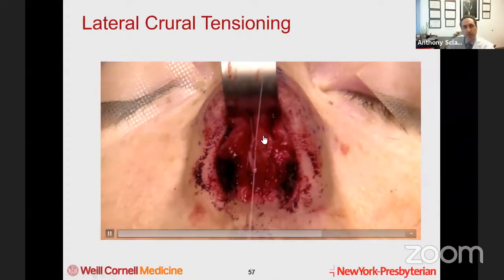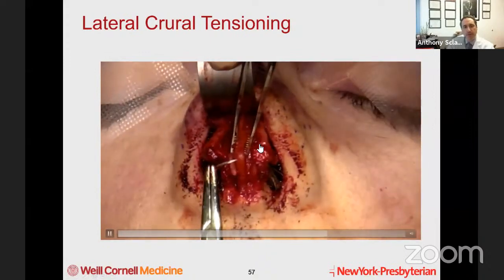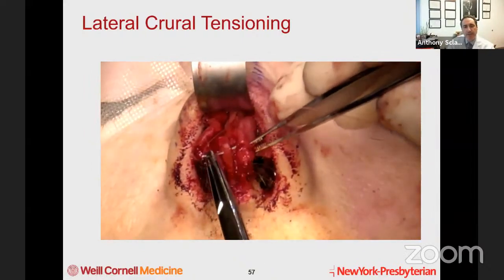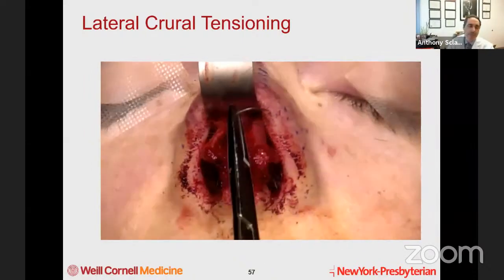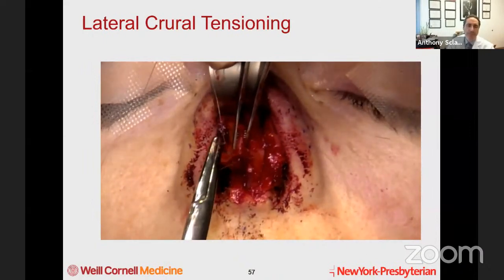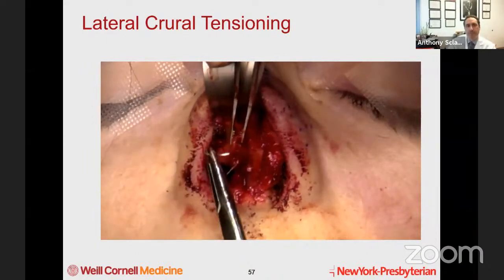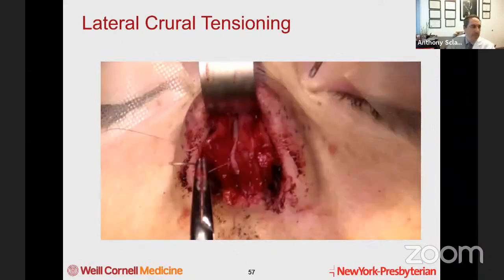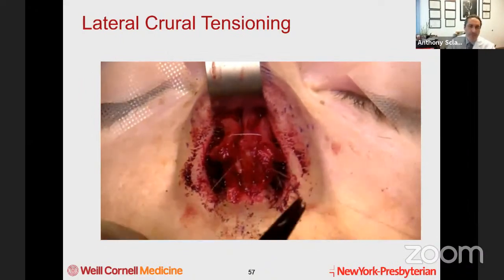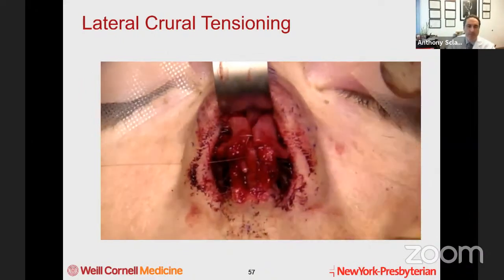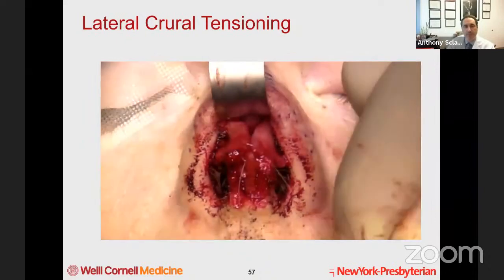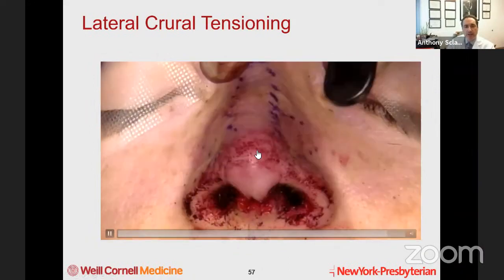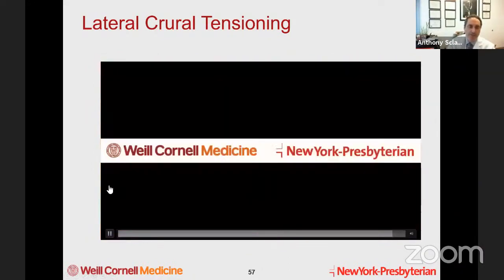And then we're going to take these and suture them up to the septal extension graft. You see, I have to pull a little bit to get this to come up. And yes, is this whole central component very wide? It is. That's why this has to be so tight, and it gives you a nice defined tip.